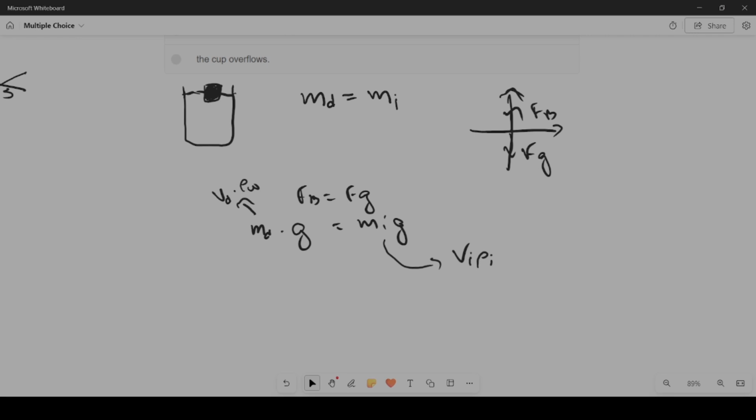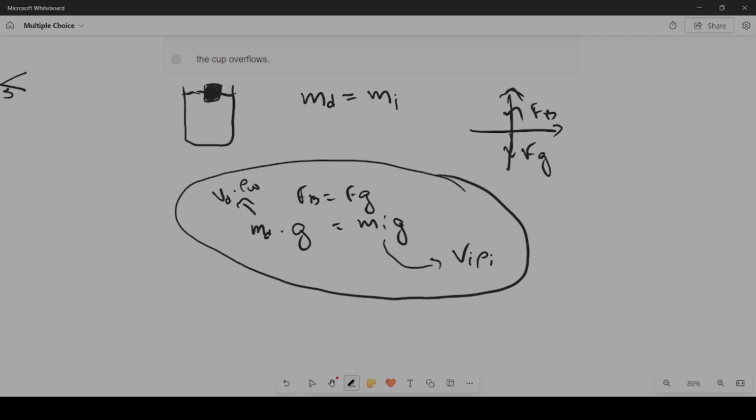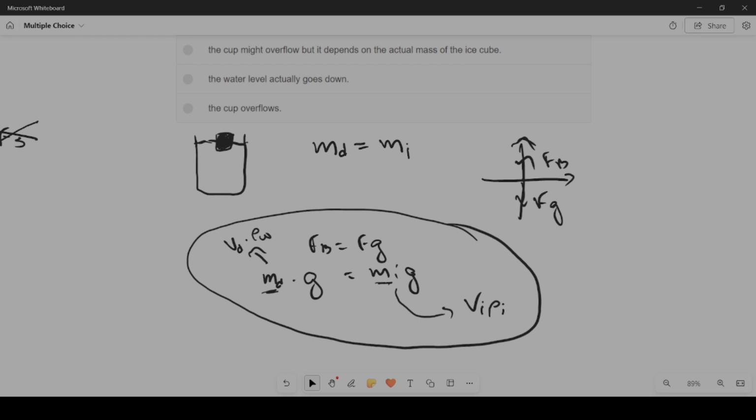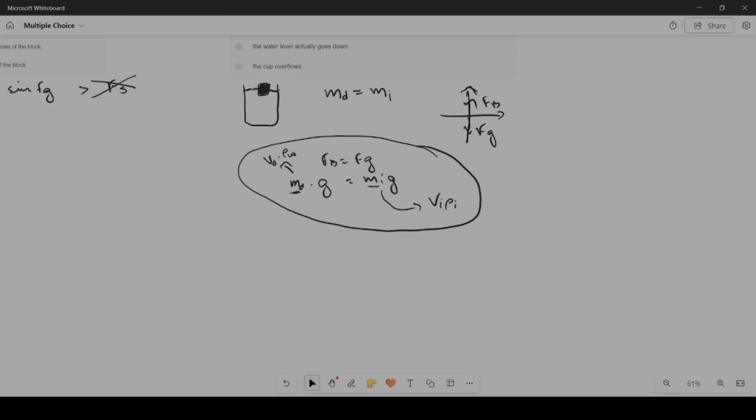Okay, so this is true at all moments. It doesn't matter how much mass the ice cube has or how much mass it's displacing. What is also true? Well, the amount of mass is not going to change in this situation. Okay, so knowing that, let's look for a relationship between volume. So volume of displaced water, which is what we care about anyways, equals mass of the ice cube times gravity. Oh, sorry, no, gravity cancels out.